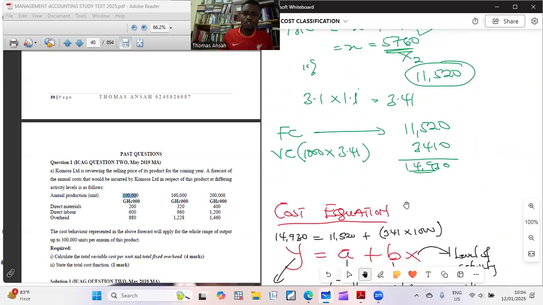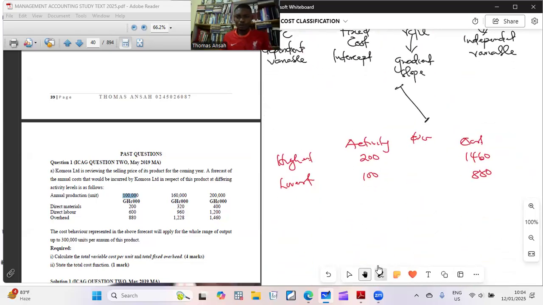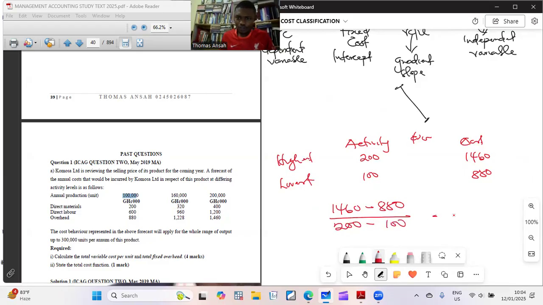High-low method. So if you come back to what we were doing here, it will be 1460 minus 880 divided by 200 minus 100. Of course, here will be 100. So I have 1460 minus 880, which is 580, meaning that the variable overhead per unit is 5.8 cedis per unit. Don't forget, we had 2, so the variable aspect is 5.8.